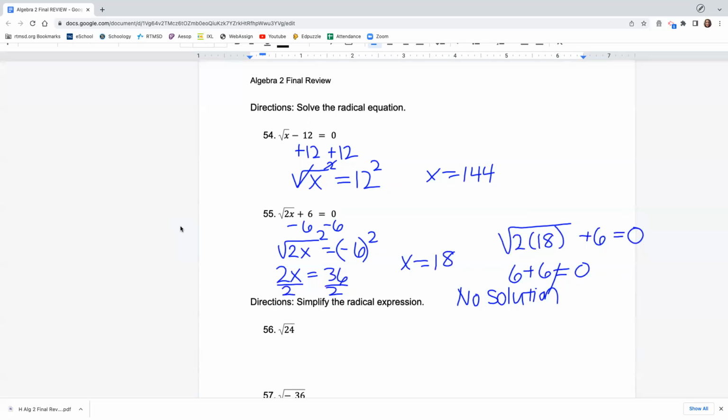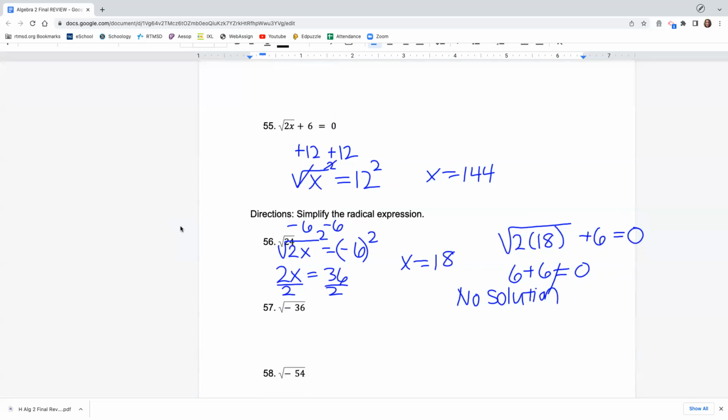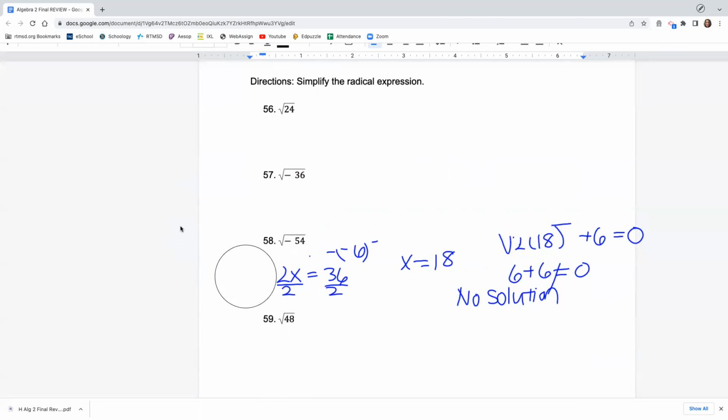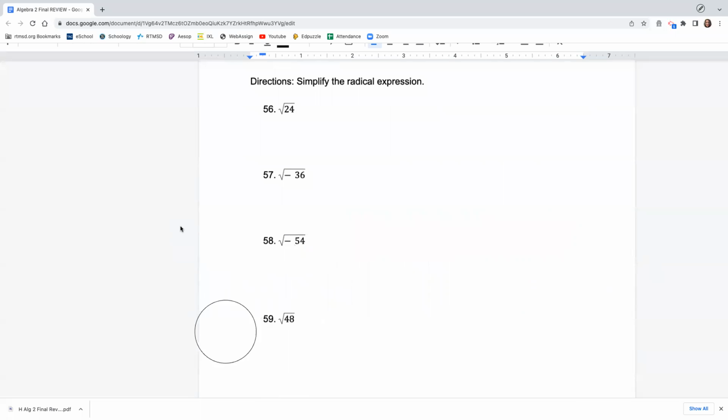All right, 56 through 59 are just simplifying simple radical expressions. When you are simplifying radical expressions, sometimes they're going to be normal, sometimes they're going to end up being imaginary, so be careful. For 24, you rewrite this as a perfect square and whatever else multiplies to be 24. The largest perfect square that goes into 24 is just 4. So 4 times 6. The reason I'm dealing with perfect squares is because this is a square root, not a cube root. The square root of 4 is 2, so this ends up being 2 times square root of 6.